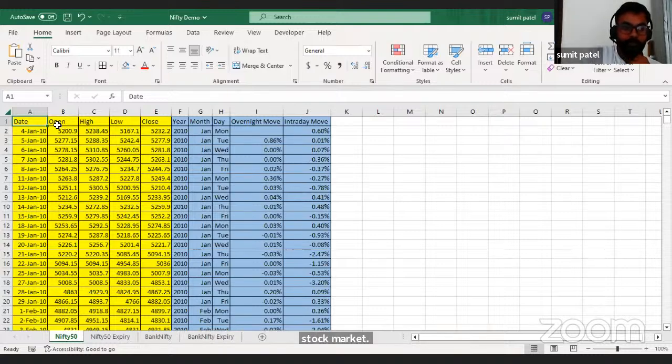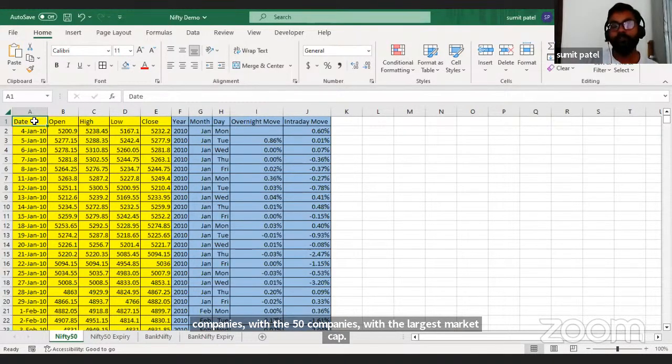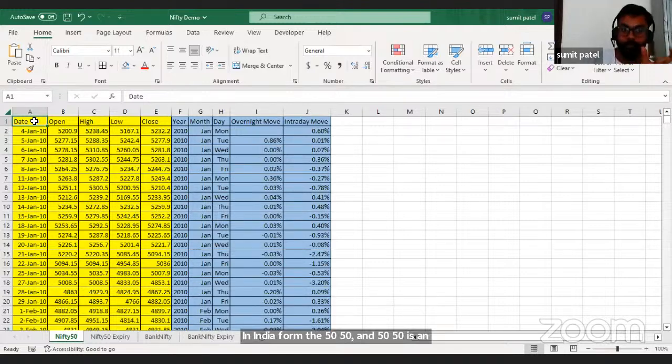But for now, remember, indexes are a combination of various stocks, various companies. And the index is a measurement of if all the companies do well, or it's a weightage. Let's say if an index has 10 companies, like Nifty 50 has 50 Indian companies, the 50 companies with the largest market cap in India form the Nifty 50. And Nifty 50 is an index. So it has its own price. And that price depends on the weighted average of the stock price of these companies.